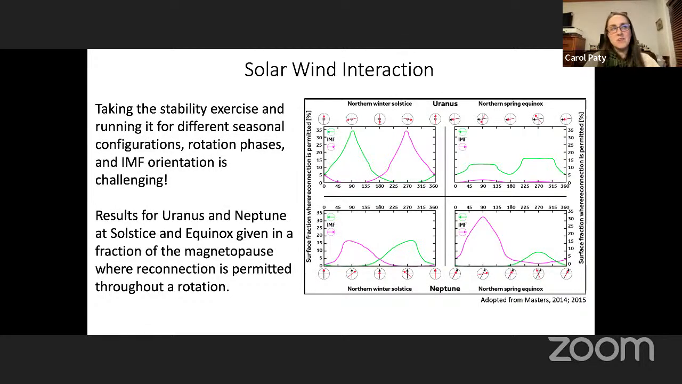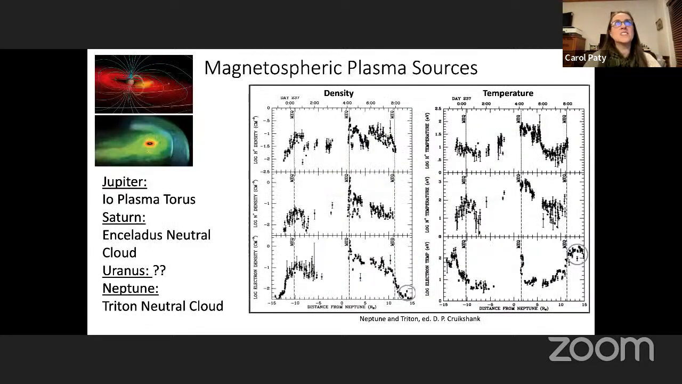So that was the most of the more technical one. There's lots of other important questions we want to answer, though, like the importance of plasma sources. I talked about Earth's magnetosphere not having really an internal plasma source other than our own planet's atmosphere.